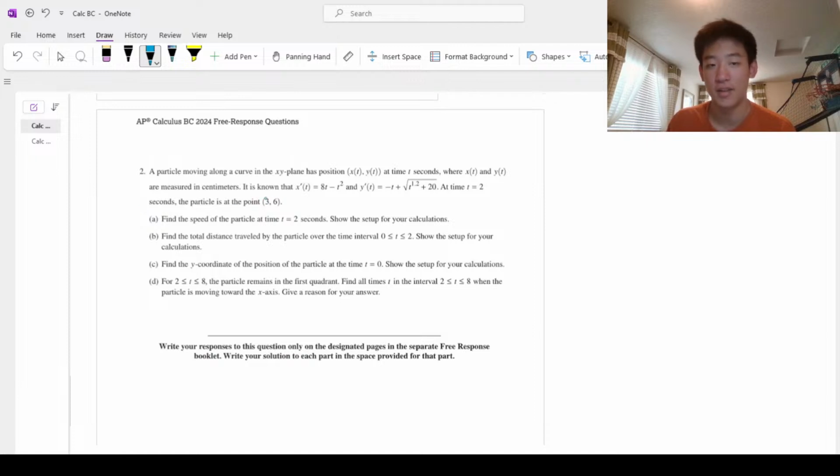At time t equals 2 seconds, they're going to ask you for an actual position. This is an initial condition. Okay, so find the speed. What's the speed? Speed is the absolute value of velocity. And so v equals x prime of t, comma y prime of t.